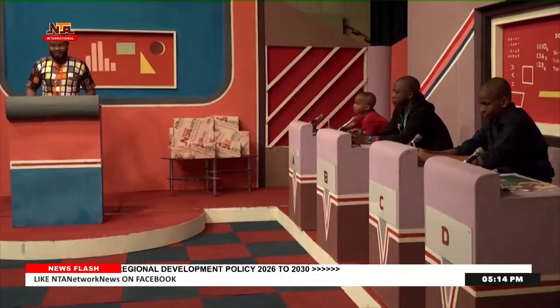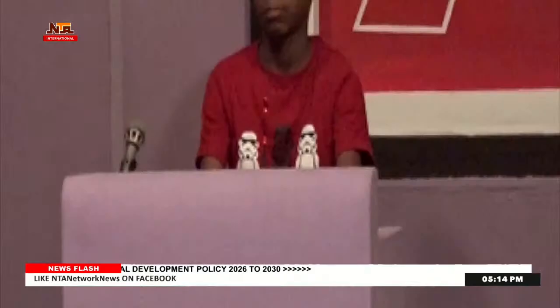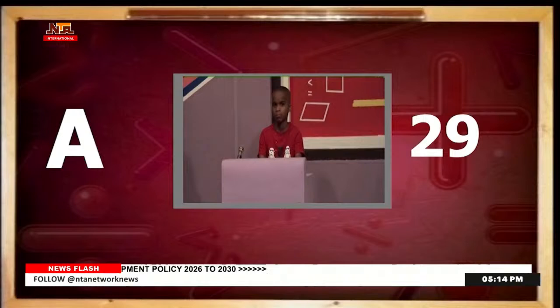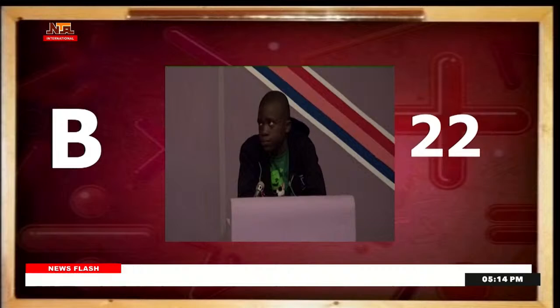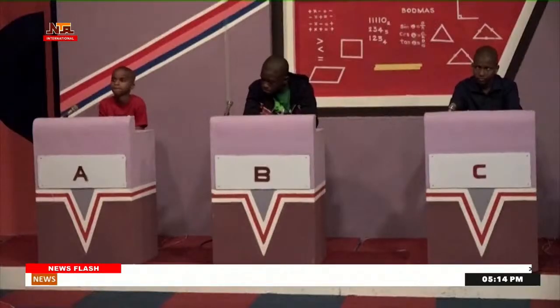Welcome back to Work It Out. At the end of stage 2, we have the results and we find out who among our contestants will proceed to the final stage of the competition. Contestant A scored 29 points. Contestant B scored 22 points. And contestant C scored 19 points.